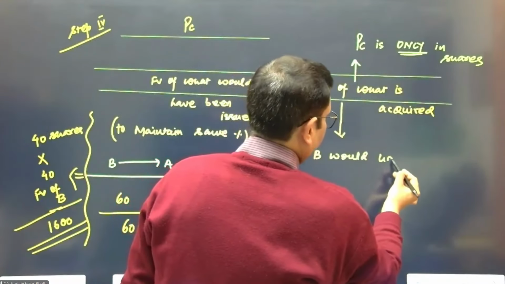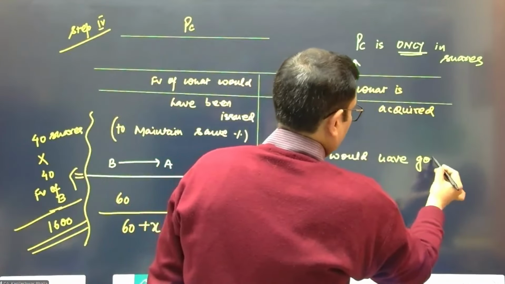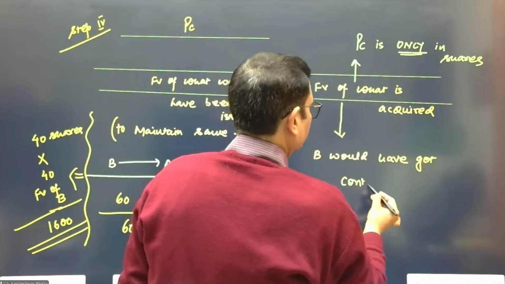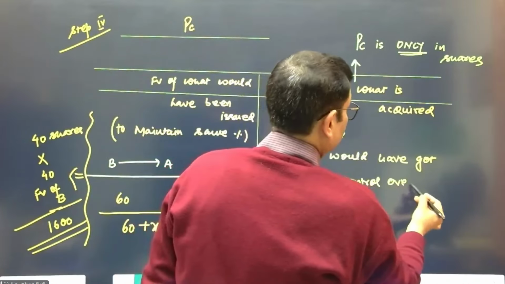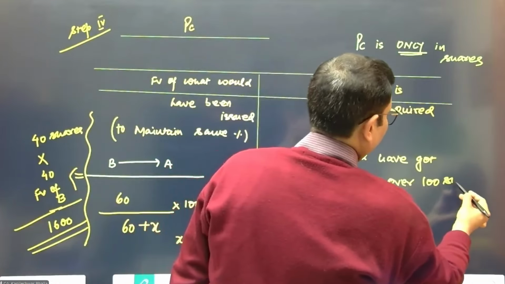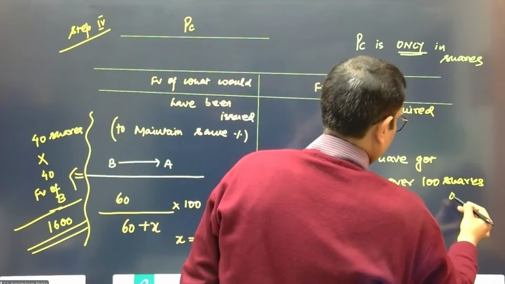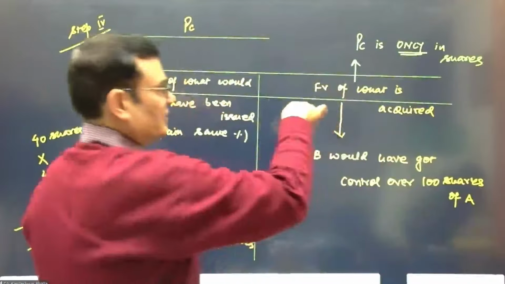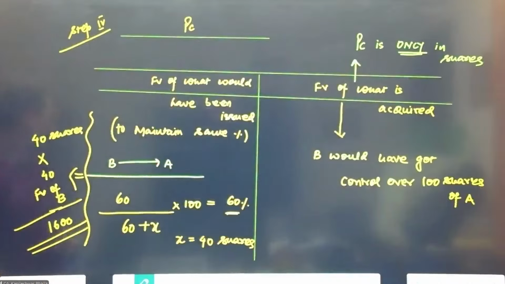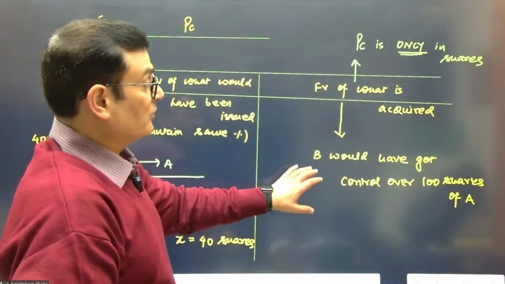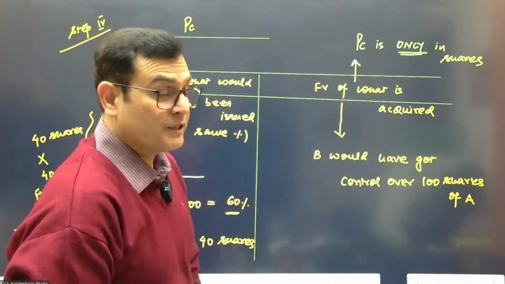B would have got control over, can I say, 100 shares of A? Is the thought correct? Nobody votes me for the second part, since the beginning. So if B would have given these shares, he would have got control of 100 shares of A.